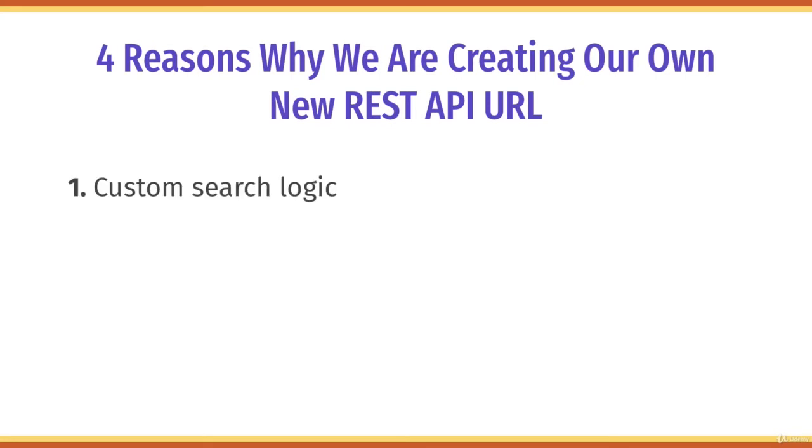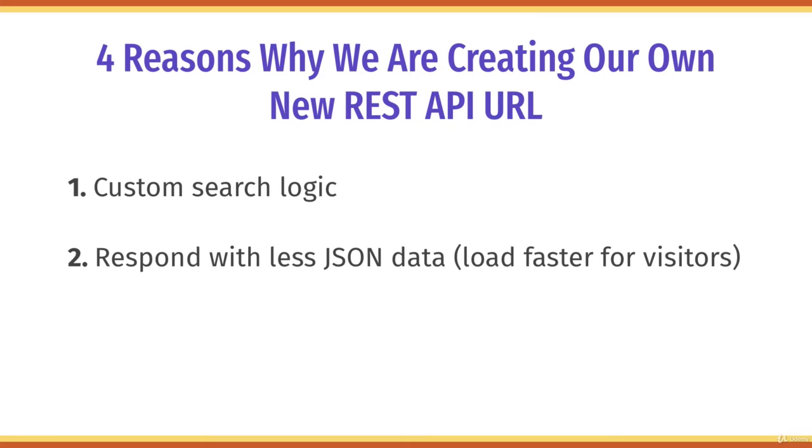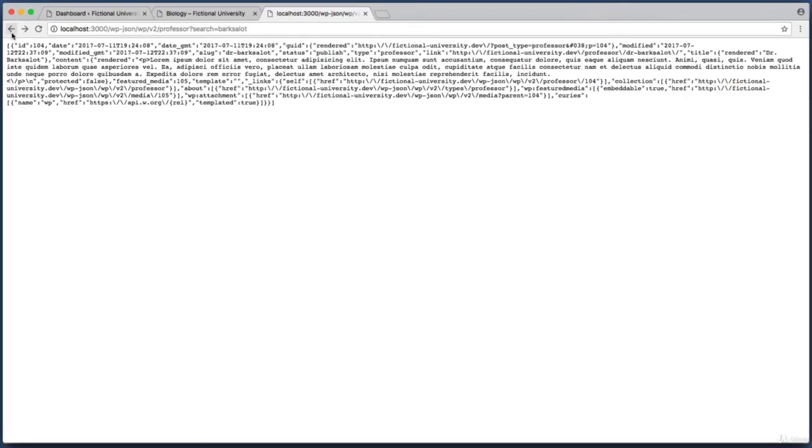So number 1 out of 4 is what we just talked about. We need our own custom search logic. Reason number 2 is so we can customize things to send back way less raw JSON data. Because the default WordPress API URLs send back literally everything about a post. It gives us the date. It gives us the actual body content field. Just a whole bunch of stuff, when really, in terms of our search overlay, all we really need is the title, a permalink, and in the case of professors, maybe a URL to a thumbnail image.